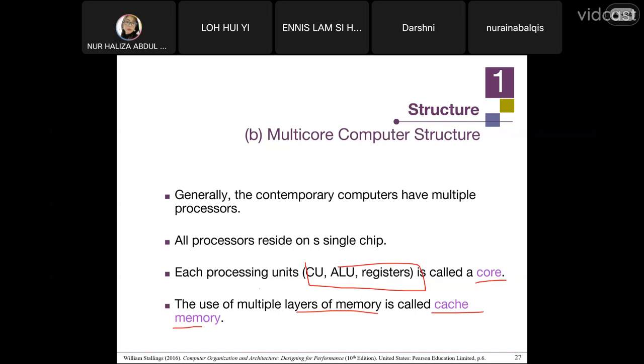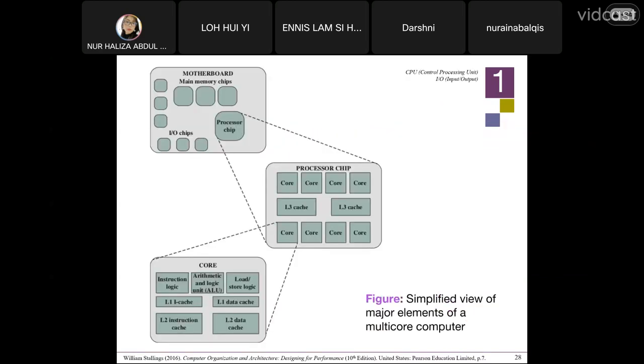Okay, so this is under the multi-core computer structure. We have a multi-layer of memory called cache memory. I think this recording is very messy later on because there are too many interruptions. I guess I need to close off my phone first, so they won't WhatsApp me.